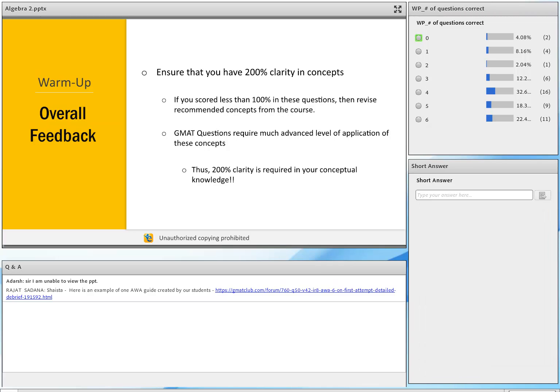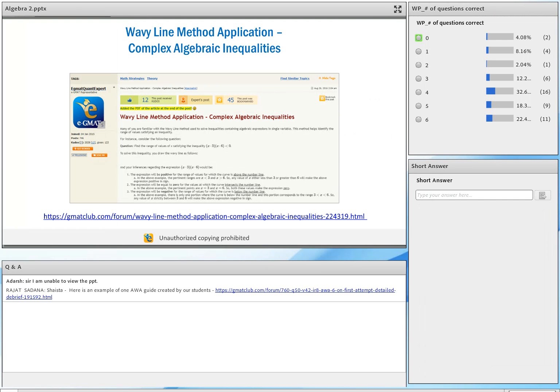All right then, let's move on to our next section. And by the way, this is the wavy line method. This is an article that we've posted on GMAT Club. Please go through this method. It's based on the basic principle that I explained to you while solving question number 4.